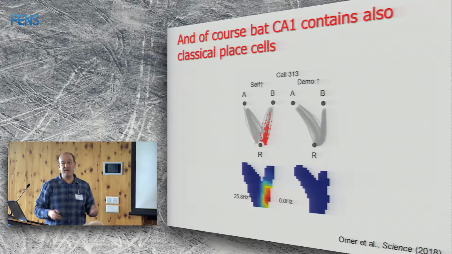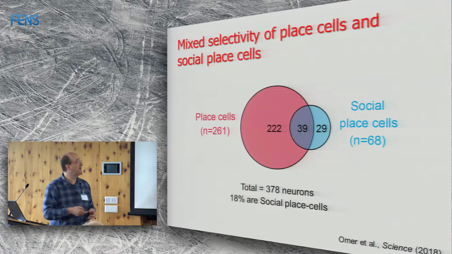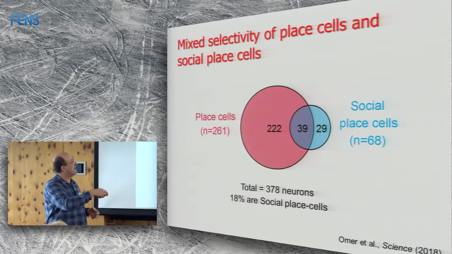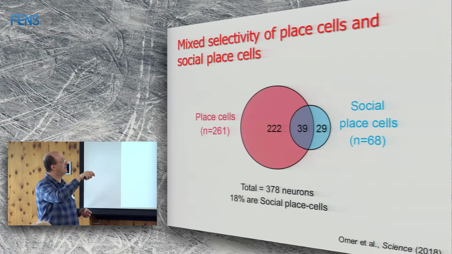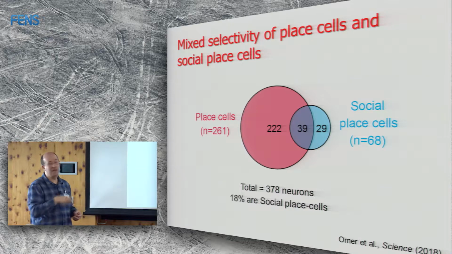And of course, we found also vice versa, classical place cells like this one that represented very nicely my own position, but did not represent the other. So again, we get all possible combinations, and we have this kind of mixed selectivity, if you will, where a lot of neurons are place cells, and about 18% of the neurons are social place cells, and a little bit more than half of them are also place cells, and half are not.